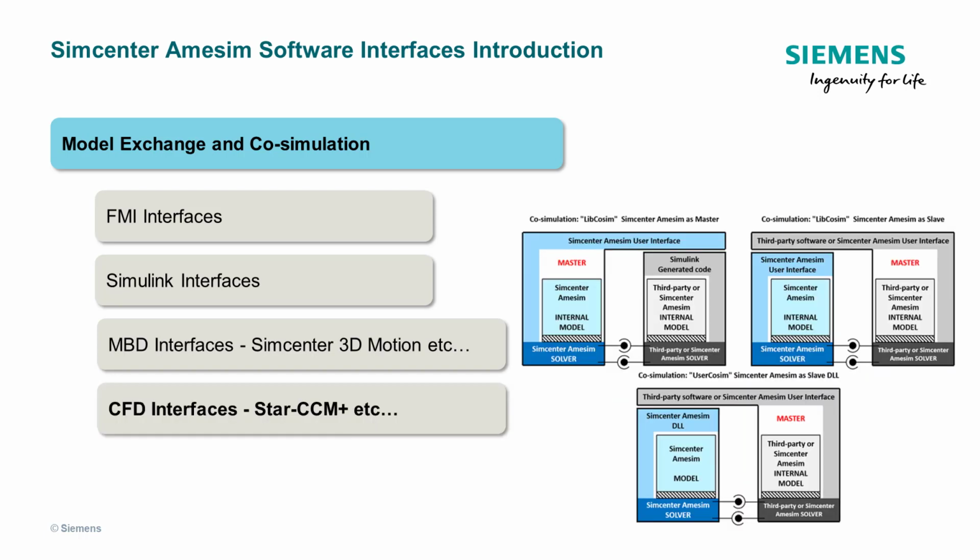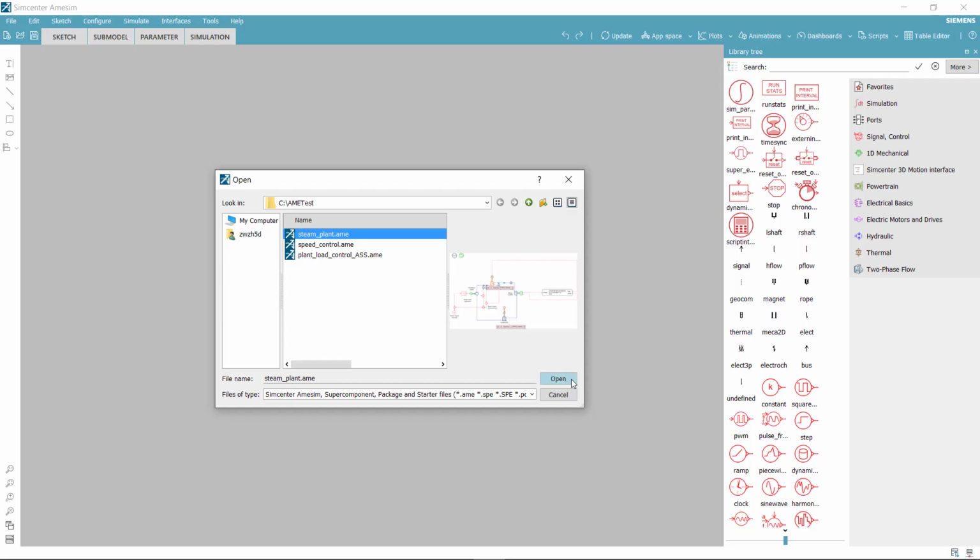CFD interfaces. SimCenter MCM now supports a significant number of CFD software packages. The exchange of data between SimCenter MCM and the CFD tool is done through TCP/IP components, or the user cosim generic interface. Step 1. Steam plant, FMI for Co-simulation 1.0. In this lesson, we will take FMI interfaces as an example to show how to perform model exchange and co-simulation.